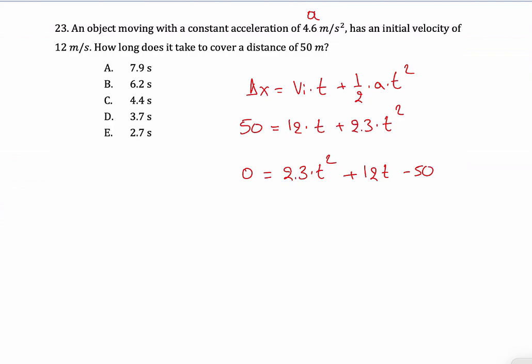And we need to use our calculator for the quadratic equation mode. The a is 2.3, the b is 12, and the c is negative 50. So we're going to find two values, probably one positive and one negative. So the time should be 2.7 seconds, or the time should be minus 7 seconds. So we're going to use the positive value.